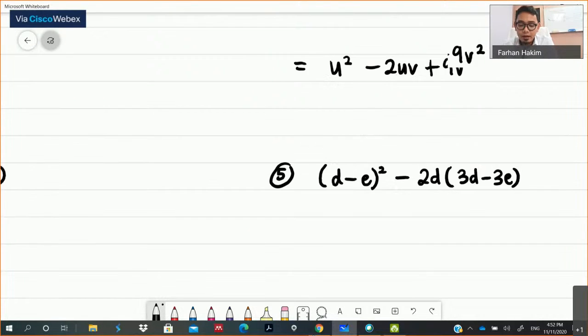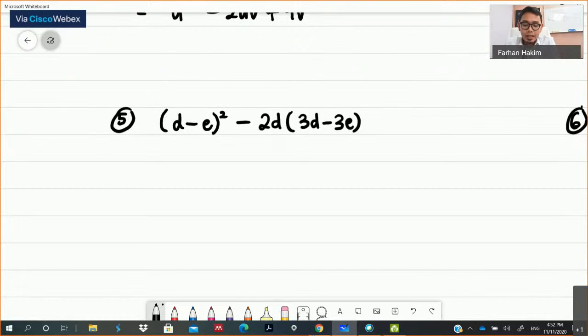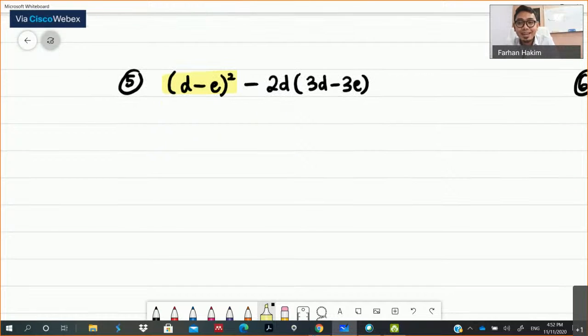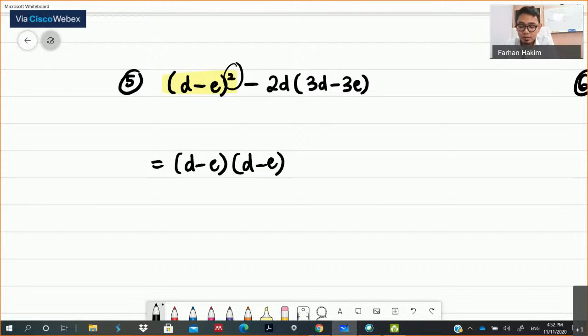Okay, number 5. Let's go to number 5. Ada square dekat luar tu, meaning to say that we have to write it twice. Benda sama dua kali. Alright, so we'll have something like D minus E, D minus E. Jangan kau boleh D plus E pula satu lagi. So dia kena sama. Sebab dia apa? Sebab dia square dekat situ.